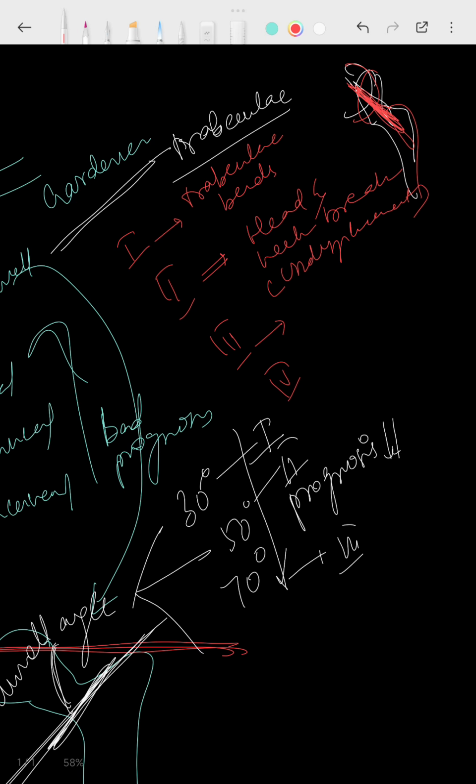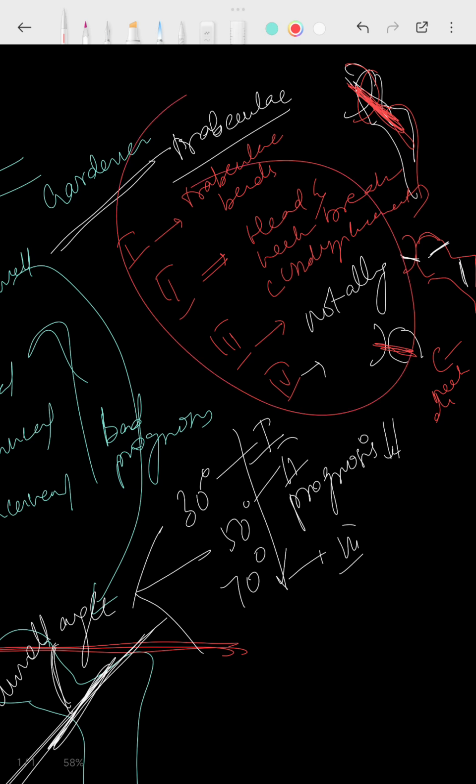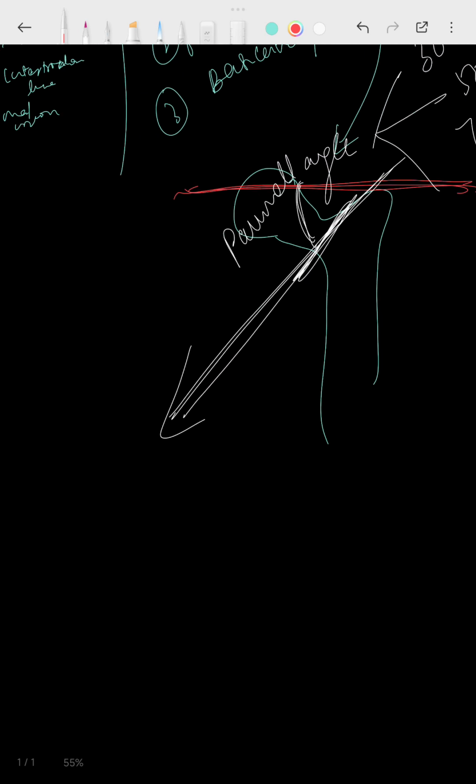Whereas in grade 3 there will be all three sets, that is your acetabulum, your head of the femur, and the neck of the femur. All these three sets of trabeculae are in malalignment, not aligned. That is your grade 3. Grade 4 is where acetabulum and head of the femur trabeculae will be in the same line, but the neck is displaced. So this is your grade 4. From 1 to 4, the prognosis decreases. So this is about classification.